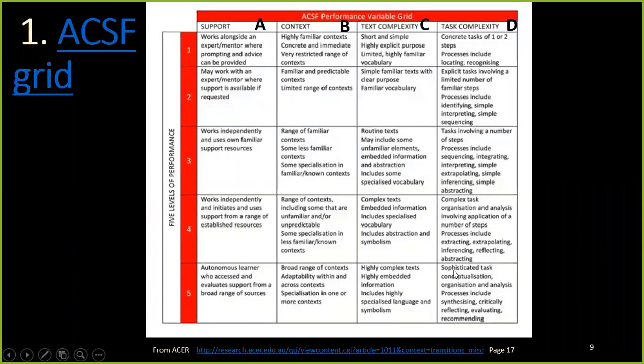The ACSF grid has 4 columns and 5 rows. I'm labeling these columns as A, B, C, D from the left. Rows, there's nothing to number because they are already numbered. But what I'm using here is 20 squares, so you should be able to spot each and every student's place on this grid.